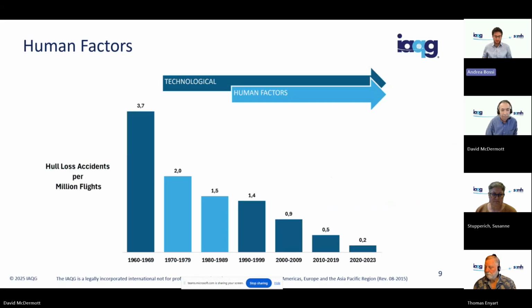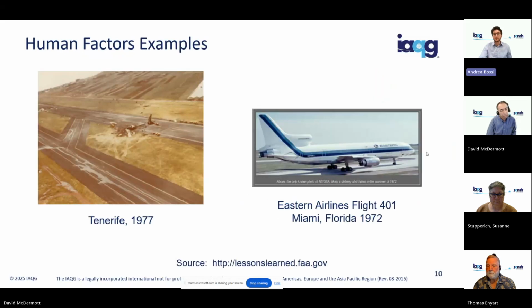Human performance was studied to understand the causes of the errors. Training was improved to avoid the reoccurrence of mistakes, and human factors management was introduced. Let's see how this was achieved.